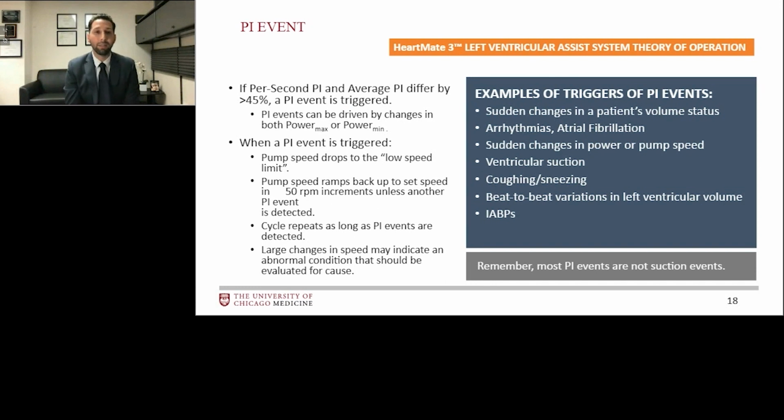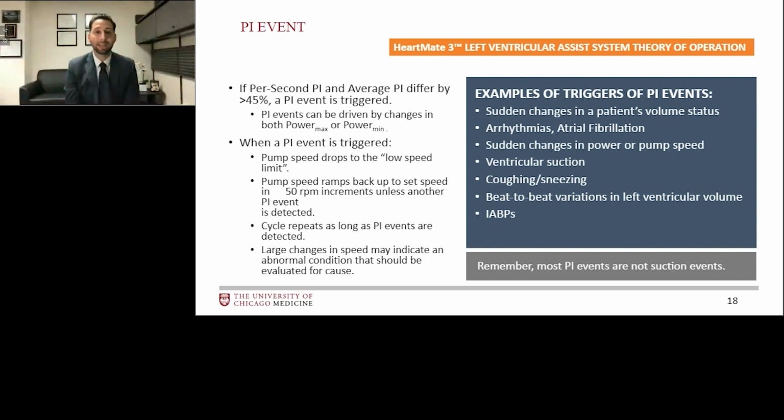And every time a PI event is triggered, there is an associated speed drop. I'm going to repeat that. Every single PI event has an associated speed drop. And this is something that is less understood by many clinicians. I've heard many times people say when they do a device interrogation that there were pages of PI events, but not associated speed drops, and they think that these are clinically less relevant. That is actually not true.